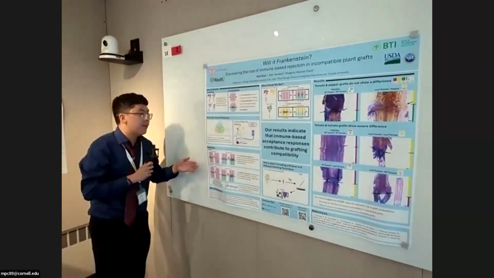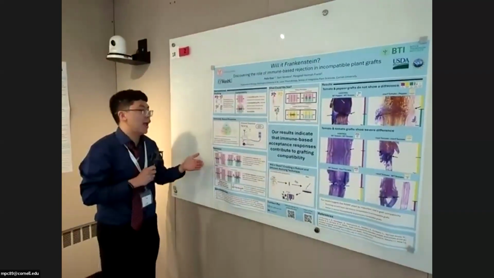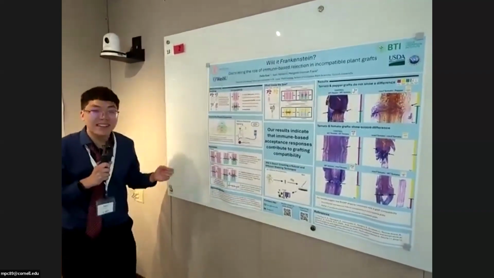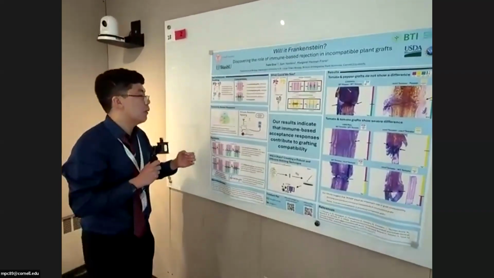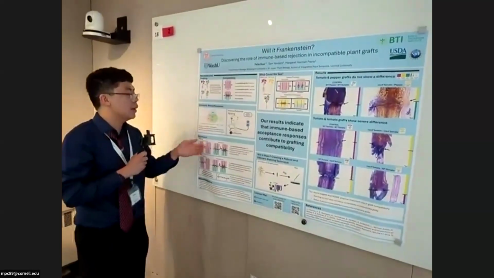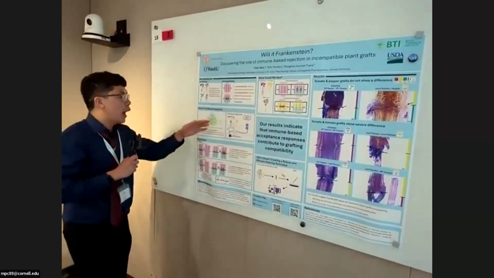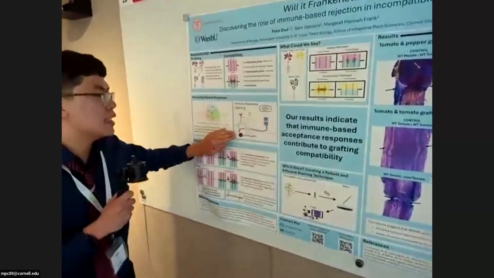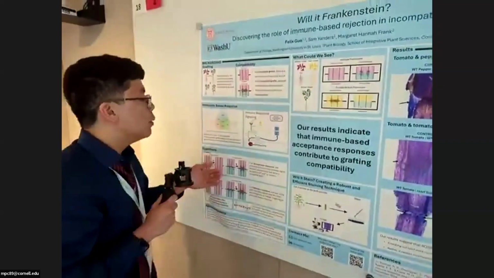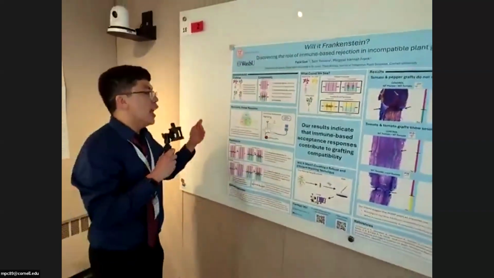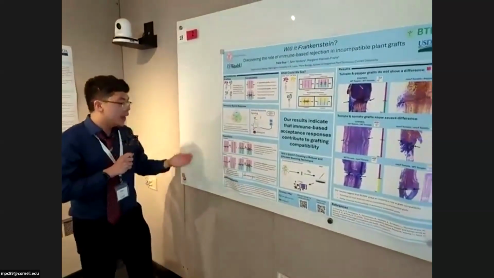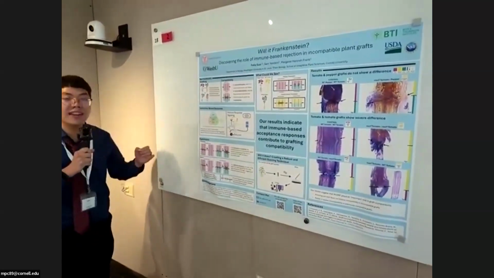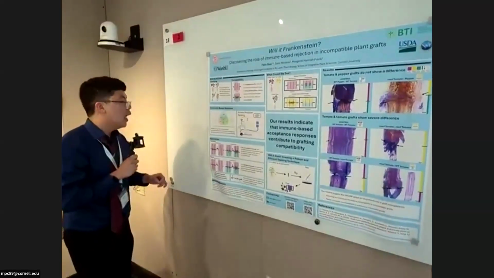But in our lab, we found that in incompatible grafts, there is an upregulation of genes involved in immunity-based response processes. The way an immune response works is that you have a foreign signal that binds to a receptor, and then that causes a signal cascade, which then leads to an immune-based response, such as cell death and developmental delay. Based on this, we hypothesize that immune response plays a role in graft incompatibility.